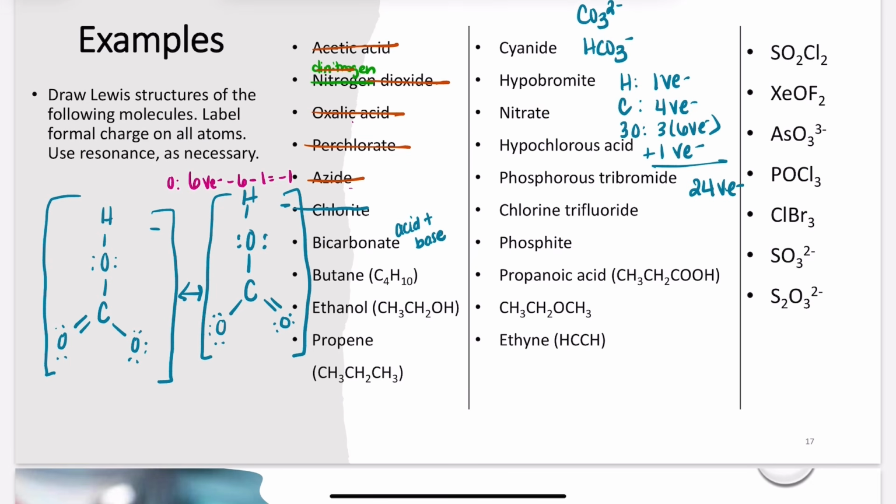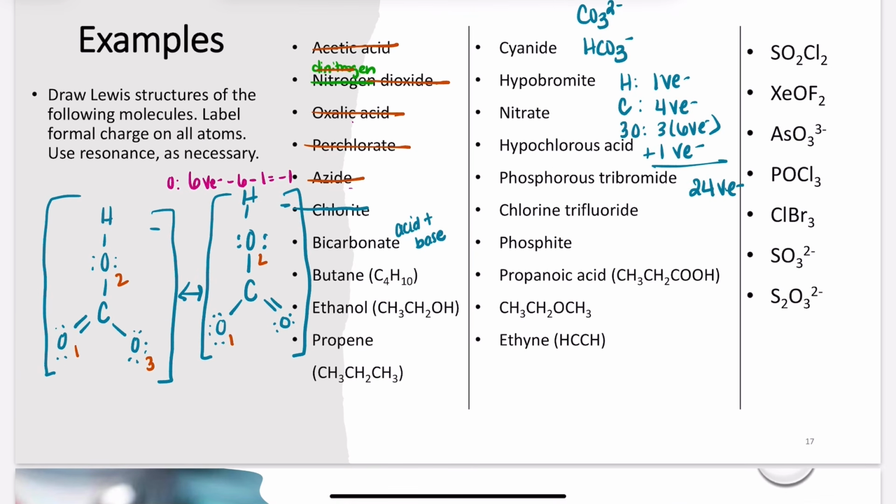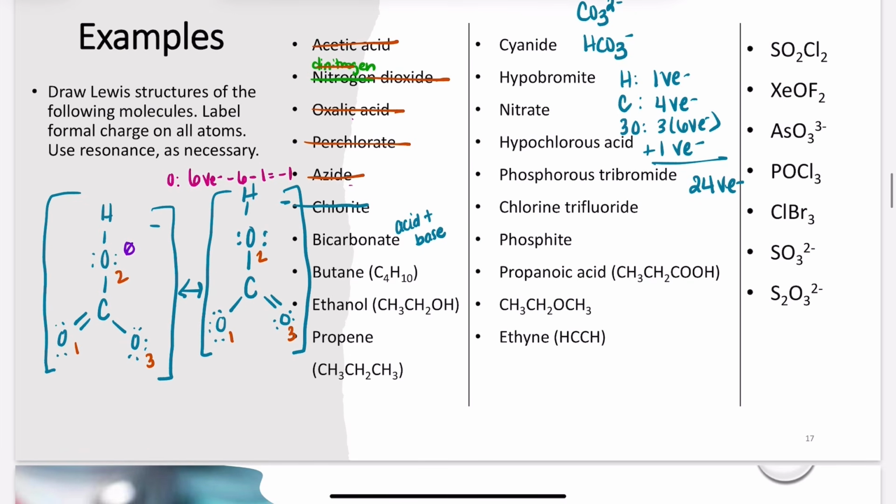And some students will say, well, isn't that the exact same structure? Not if you number the oxygens. It depends, is your double bond to oxygen 1 or oxygen 3, the way I've numbered them. Go ahead and look at your formal charge. Oxygen with 2 bonds and 2 lone pairs is 0. Carbon with 4 bonds is 0. Hydrogen with 1 bond is 0. This is my -1, and overall it is a -1 charge, so that is the correct Lewis structure of bicarbonate.